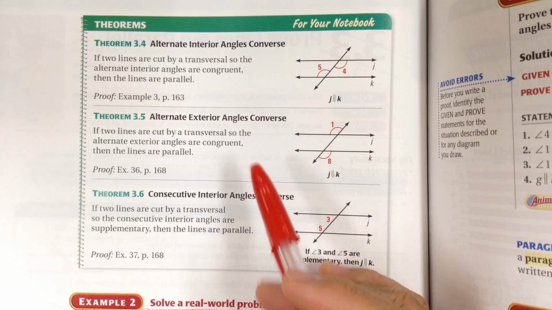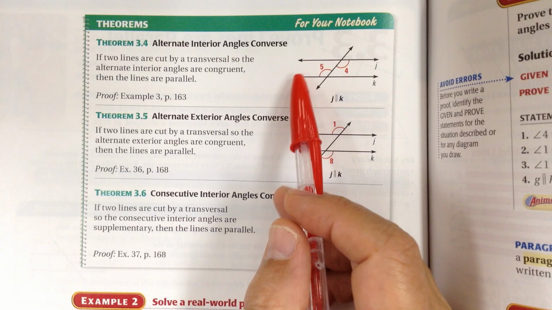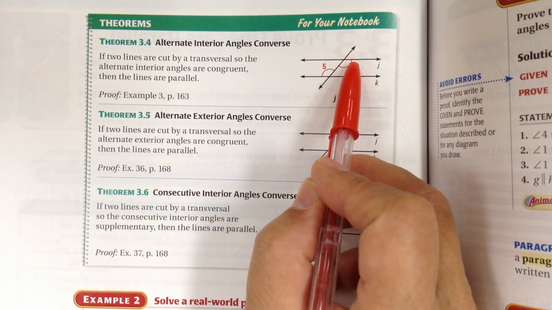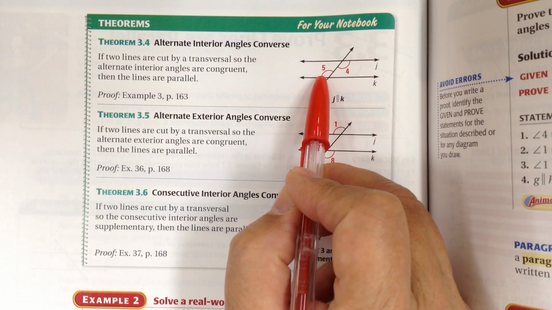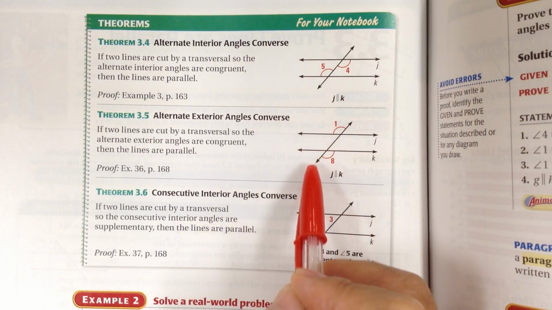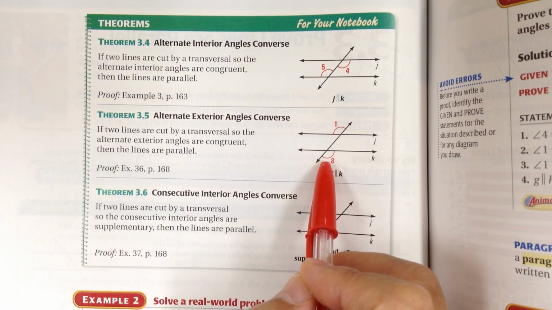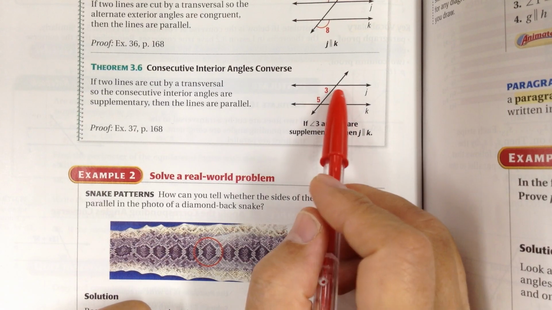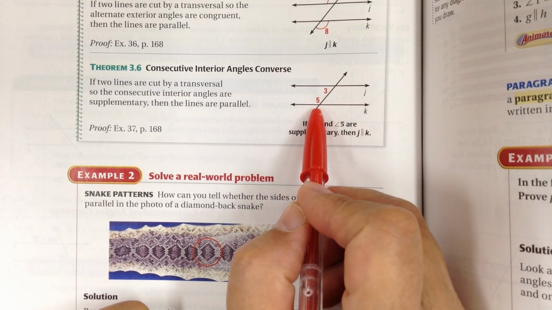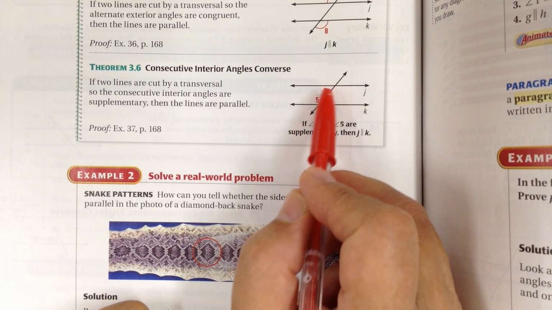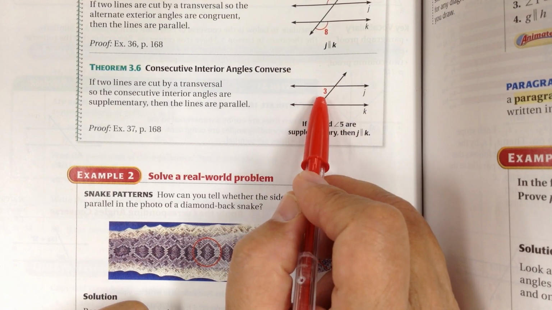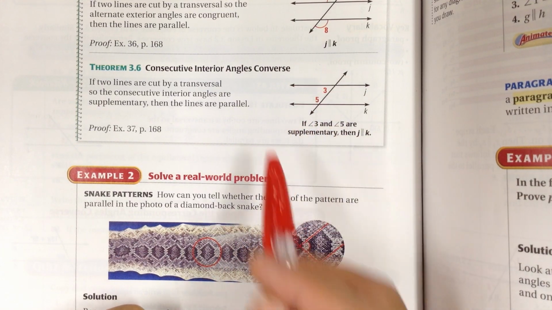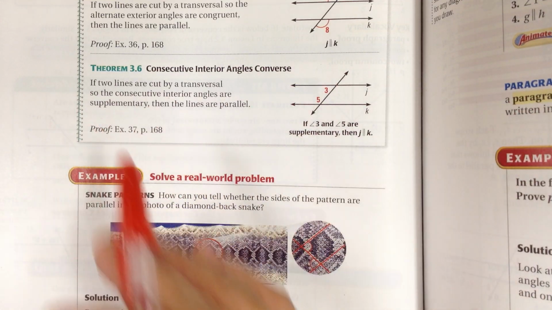So this is similar to the postulate that we just went through. This is the alternate interior angles converse. Again, if the alternate interior angles are congruent, then the two lines are parallel. If the alternate exterior angles are congruent, then the lines are parallel. Over here, if the same side or consecutive interior angles are supplementary, then the two lines are parallel. So again, we cover all the converses from before.